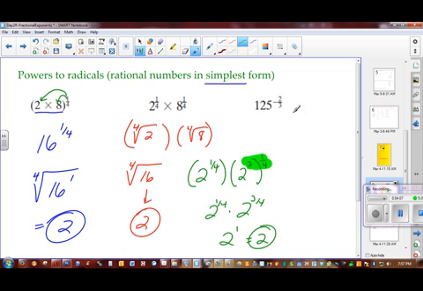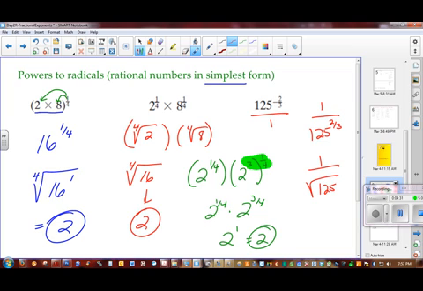The last one on here, 25 to the minus 2/3. Well, yesterday we learned how to deal with negative exponents, so it's time to move that power so that it no longer has a negative exponent. Where do I move it to? I move it to the denominator. It becomes 1 over 125. Now it's a positive 2/3. I can change that denominator into a radical.